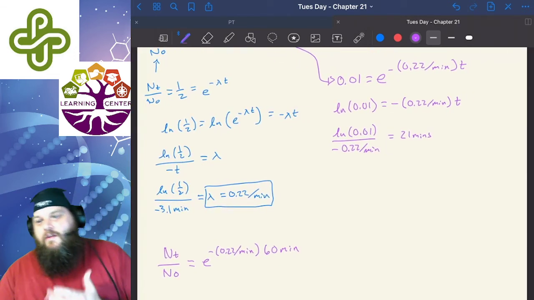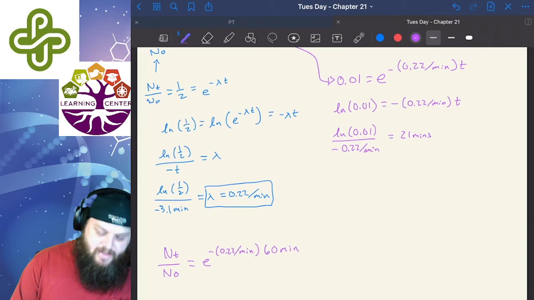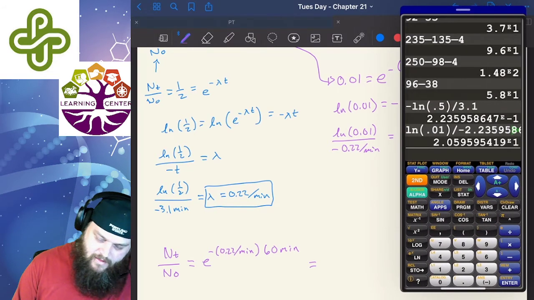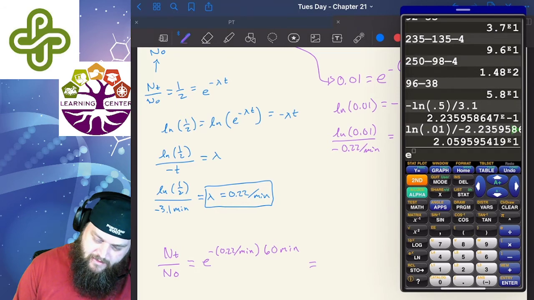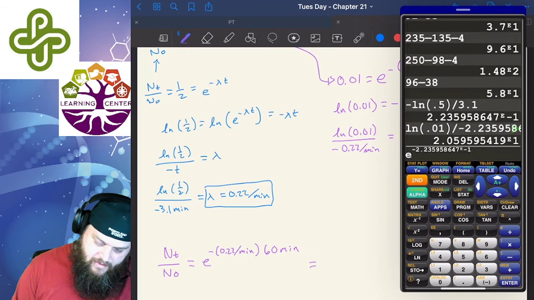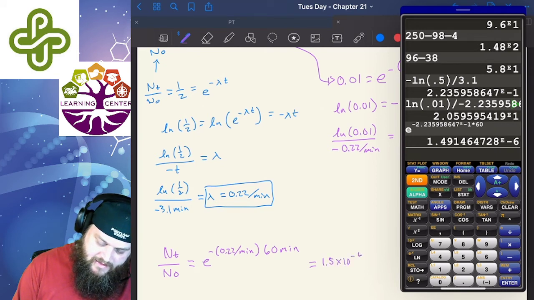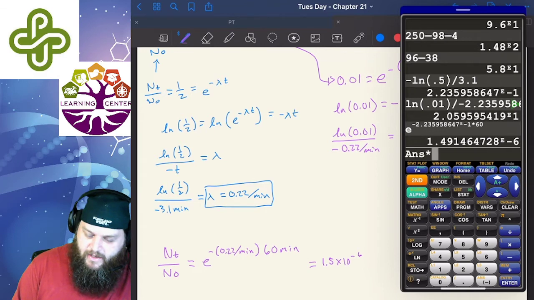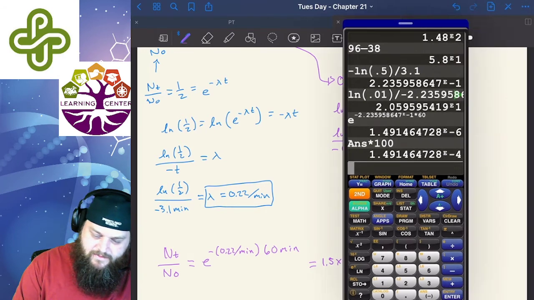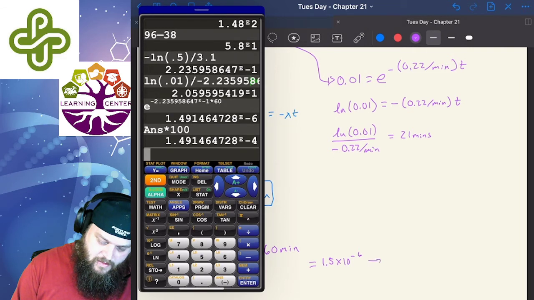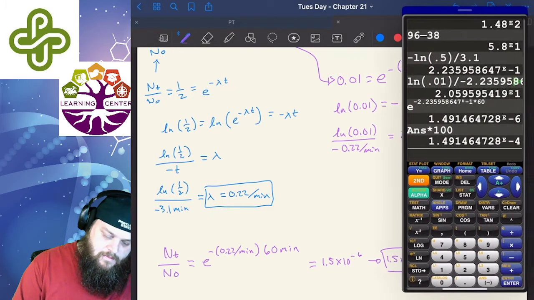So just plugging in the values that we have for that now, we can see what this is going to end up being. It's going to be my exponential, e to the power of negative, that was my decay rate there, times 60. And that equals 1.5 times 10 to the negative 6. So that's not a percentage yet. I need to multiply by 100 to get a percent. So that's really 1.5 times 10 to the negative 4 percent. And that would be part C.